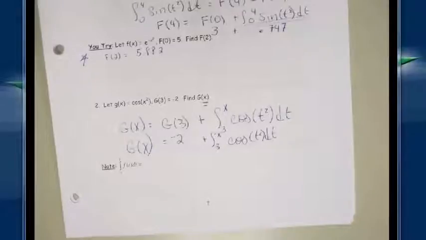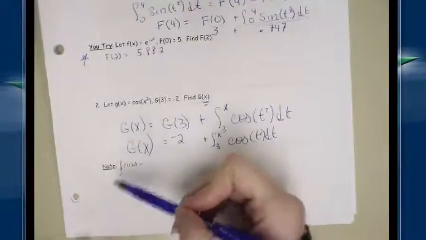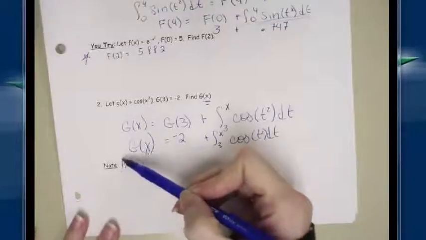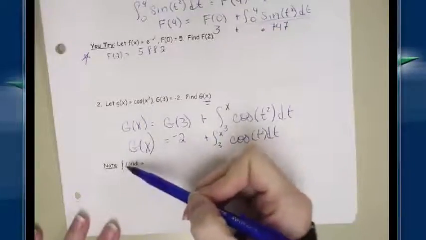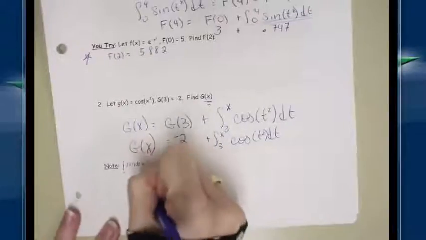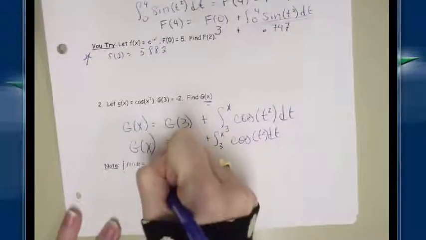Okay, looking at the last one, you just have to do a quick thinker there. If it's saying x to 1, to use the second fundamental theorem, we want to switch that, so you're going to negate the integral, okay?